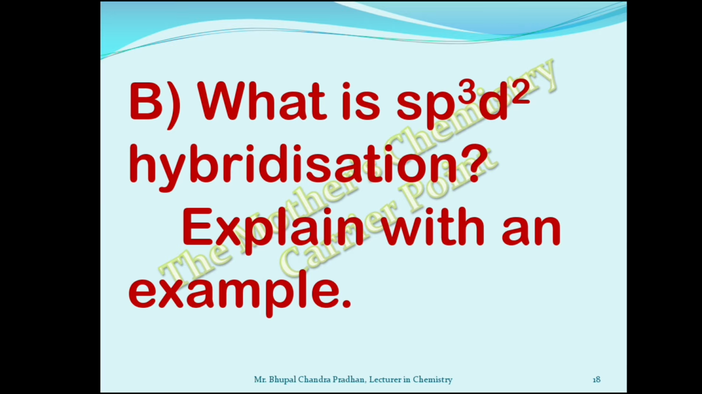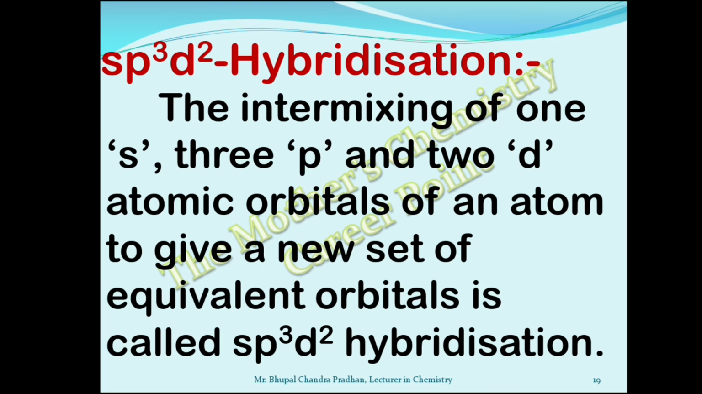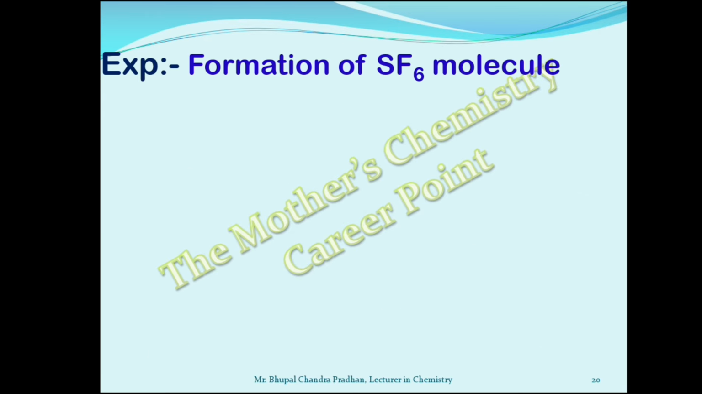Now, let's come to the second question. What is sp3d2 hybridization? Explain with an example. sp3d2 hybridization: the intermixing of 1 s, 3 p and 2 d atomic orbitals of an atom to give a new set of equivalent orbitals is called sp3d2 hybridization.